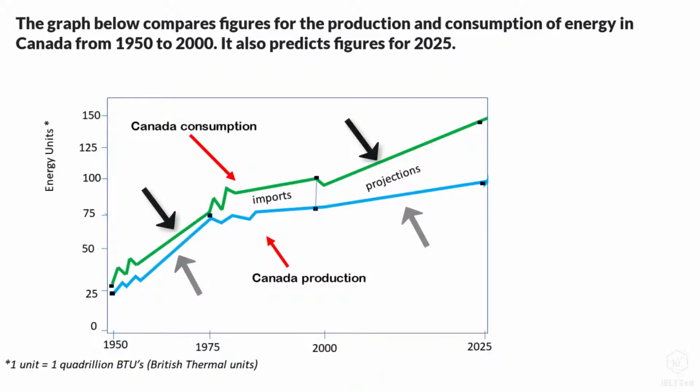What do these 2 lines show? Sometimes people call these trends. One shows energy consumption and one shows energy production in Canada.